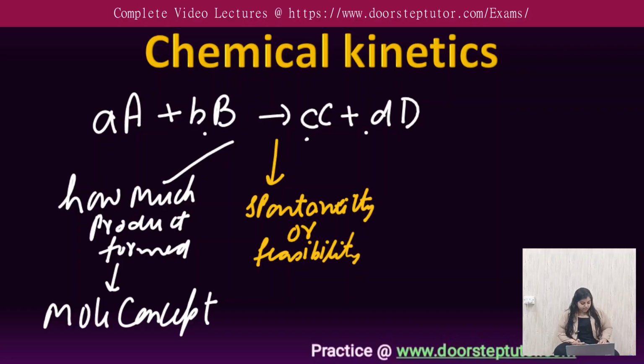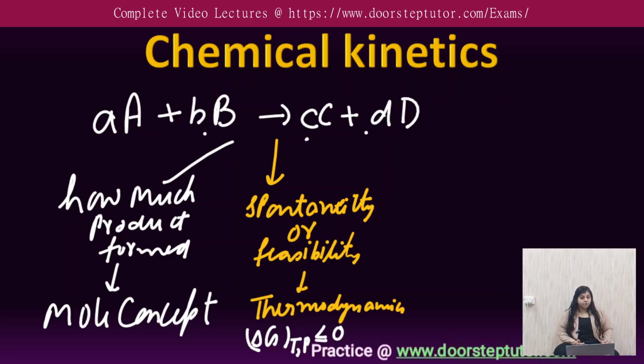About this we study in our chapter thermodynamics, by calculating the Gibbs free energy value for this particular reaction, that is delta G, at constant temperature and pressure. If it is coming out to be less than 0, then it is a spontaneous process. Or the entropy of this particular reaction, if it is coming out to be greater than 0, then also we can say it is feasible or spontaneous.